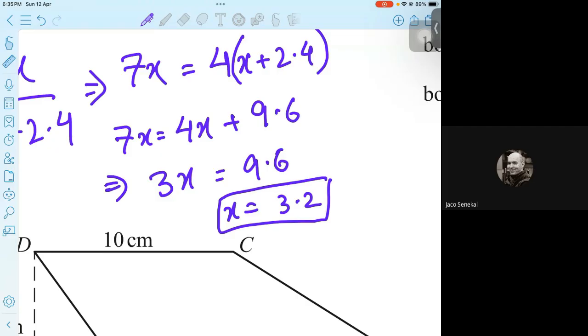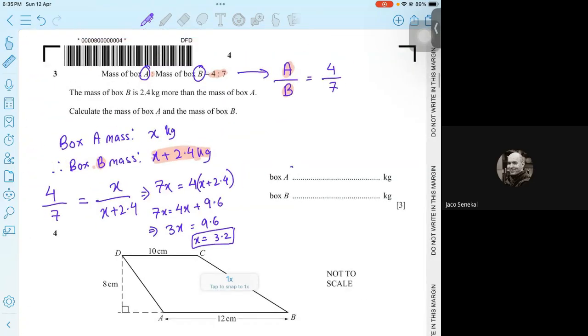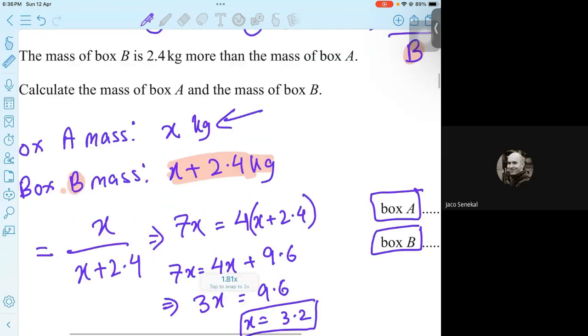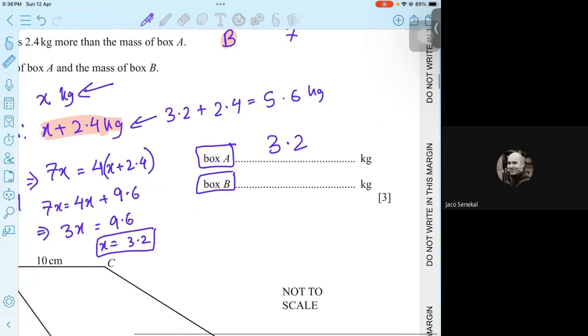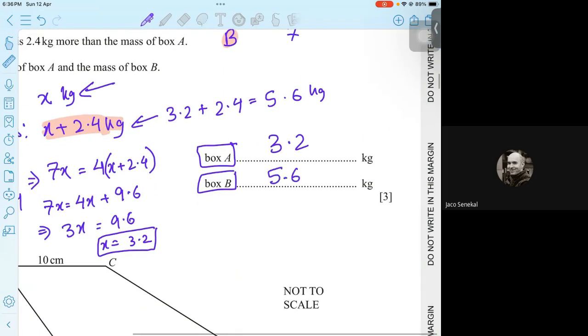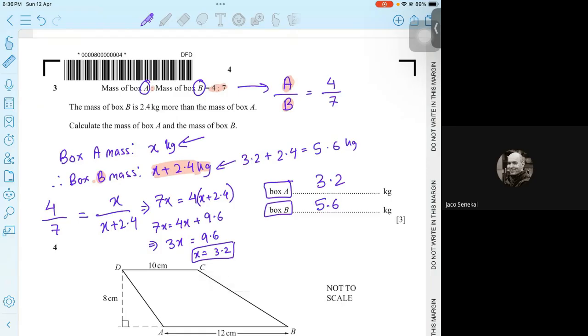The question asks you to find box A and box B, and I knew that x was box A, so this is just 3.2. And for box B, I should have 3.2 plus 2.4, so that is 5.6 kg. Cool. Do you have any issues with this? Okay, wonderful. Please stop me at any point if you want me to repeat something, or slow down or anything. Please let me know.